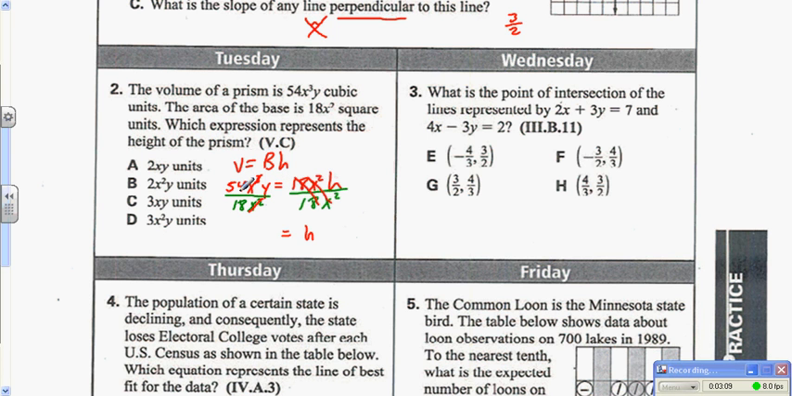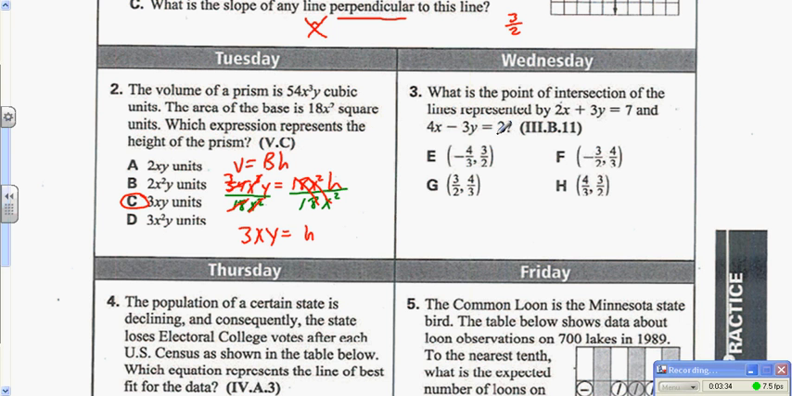18 and 54 simplify. 18 goes into 18 once, and 18 goes into 54 3 times. So we have a 3, we have 1x remaining, and the y was never touched. So which expression represents the height? C.